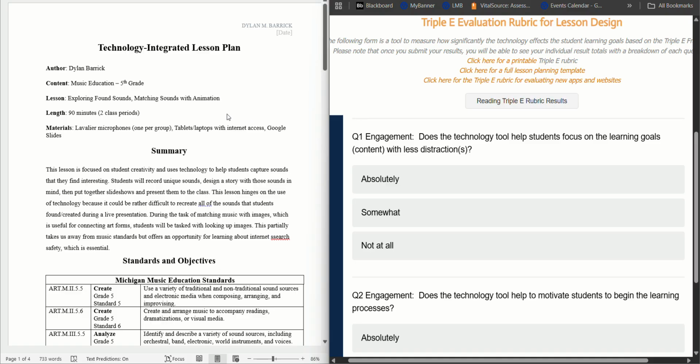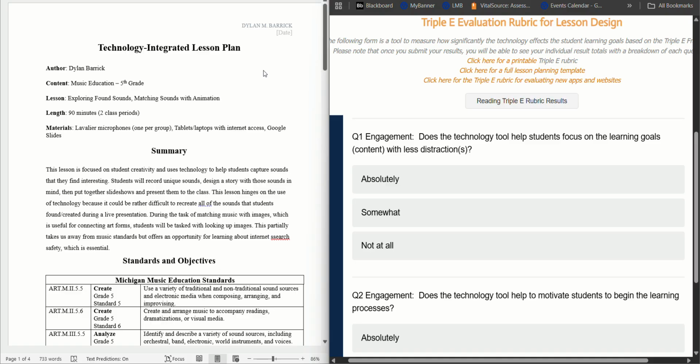So, my technology integrated lesson plan involves students using technology to record sounds and then working creatively with those sounds to imagine different purposes for those sounds and using that to make a story. So it's a very creative project. This will be for an elementary music class.